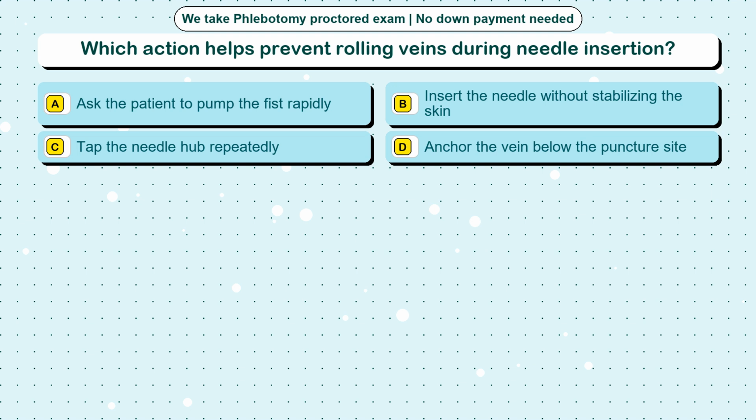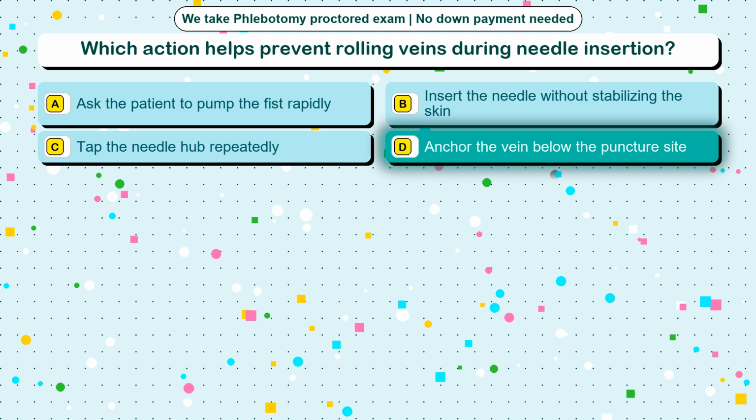Question 94. Which action helps prevent rolling veins during needle insertion? Option A. Ask the patient to pump the fist rapidly. Option B. Insert the needle without stabilizing the skin. Option C. Tap the needle hub repeatedly. Option D. Anchor the vein below the puncture site.